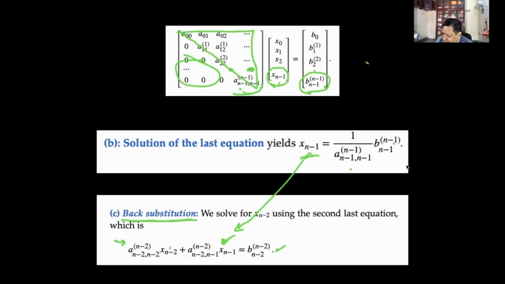After x_{n-2}, I go to the third row from the bottom, and there will be three entries here. But I already know x_{n-1} and x_{n-2}, so I can compute x_{n-3}. That's how we solve for all the x's. We can get them all, and this is the Gauss elimination procedure. It's very easy. We can code it very easily in Python.